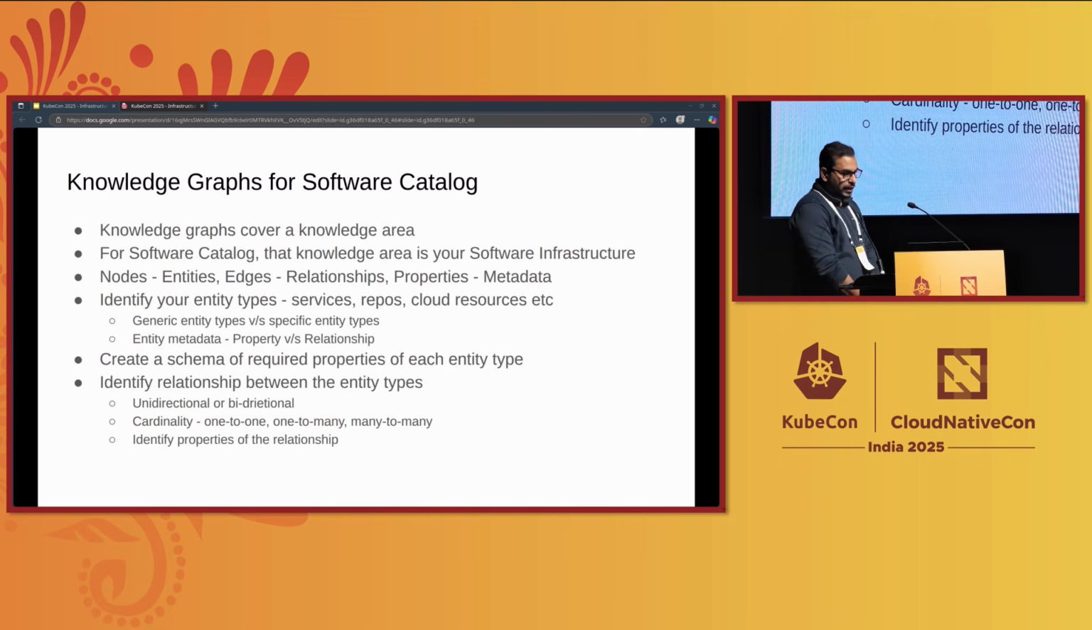Now, in the case of relationships, right, the relationships could be in different ways. Like, it could be unidirectional or bidirectional. The cardinality, or whether it is a one-to-one relationship, one-to-many relationship. So whether your catalog can accommodate those kind of varied type of relationships is something that you will have to think about.